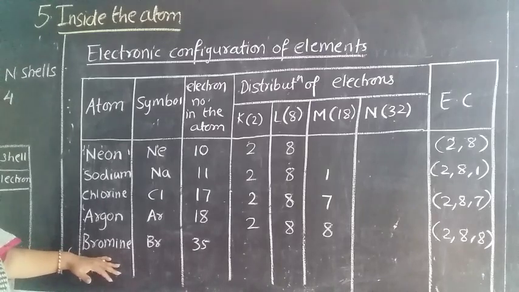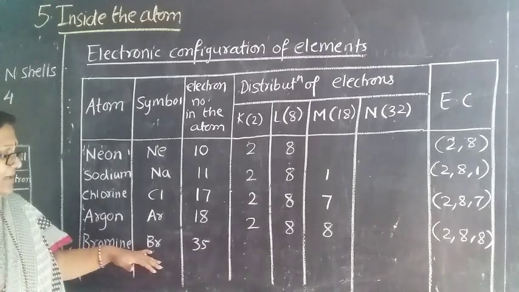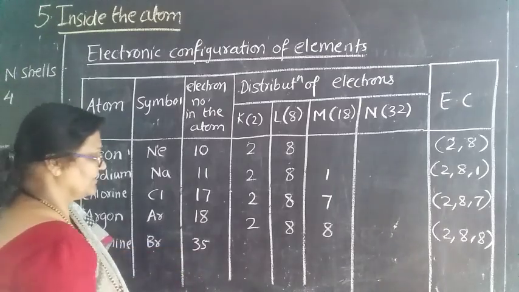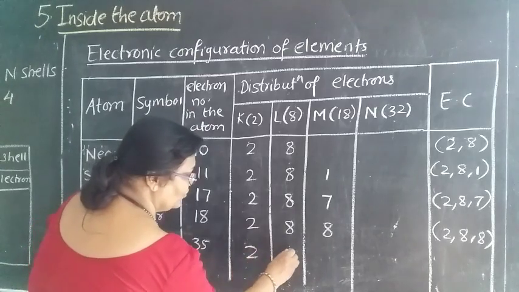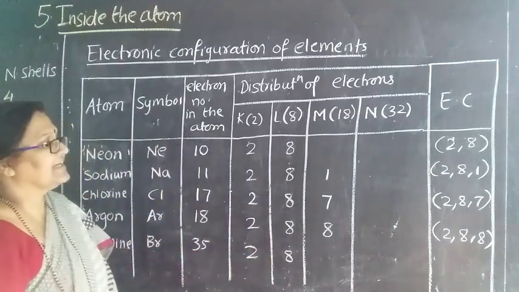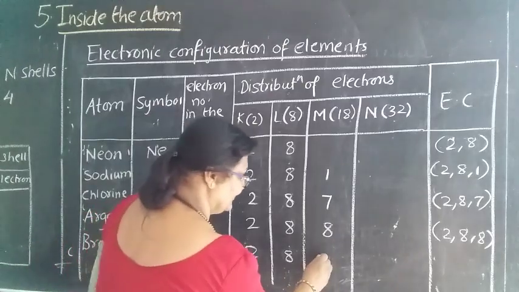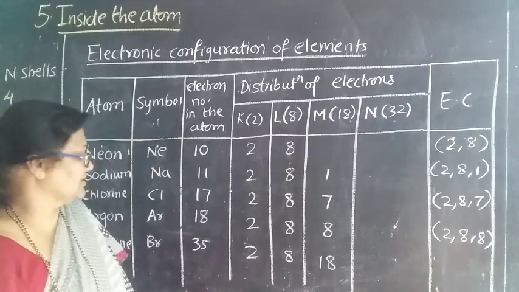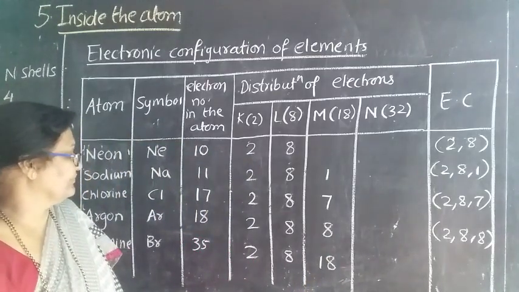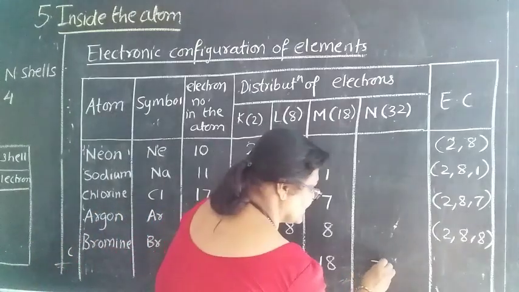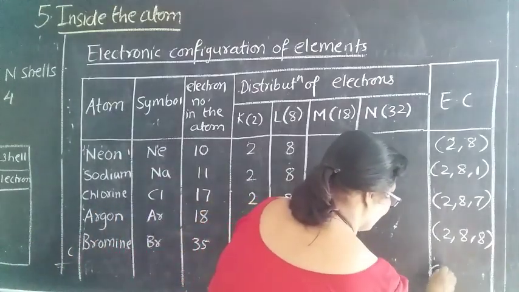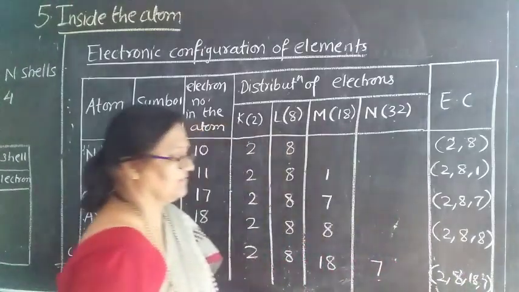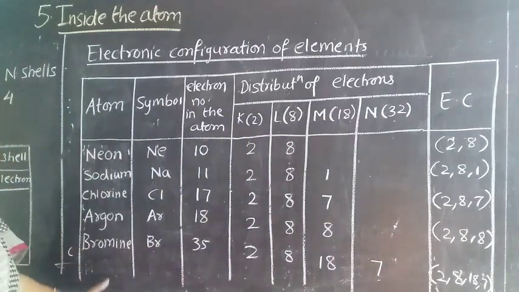Next comes bromine. Bromine is given by the symbol Br. The number of electrons in the atom is 35. So how will it be given here? 2, 8 become 10. 10 plus 18 will be 28. So how many remain? 7 remain. So 7 will be here. So what will be the configuration? 2, 8, 18 and 7 will be the configuration of bromine.